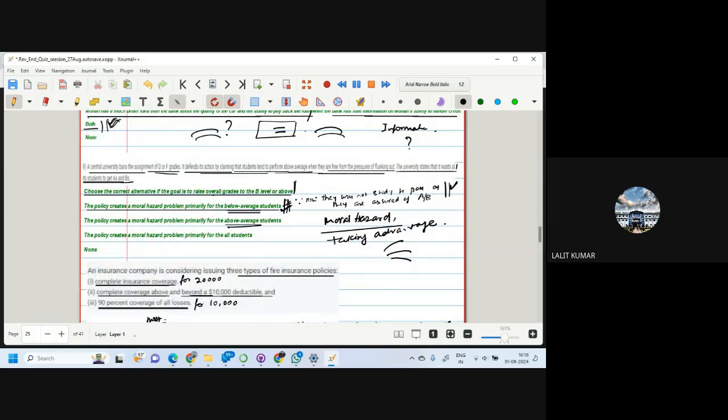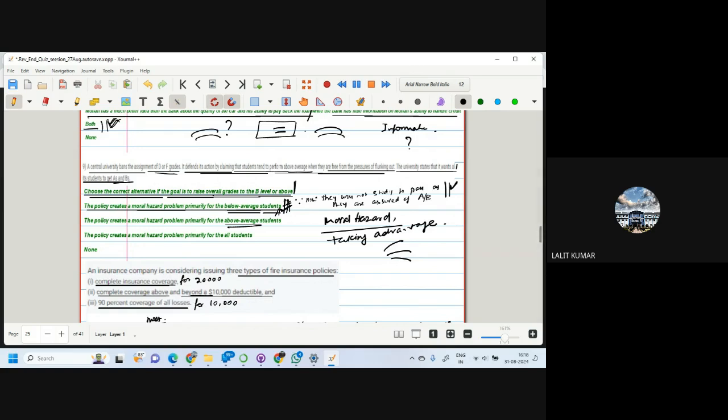A central university bans the assignment of D or F grades. It defends its actions by claiming that students tend to perform above average when they are free from the pressures of flunking out. The university states that it wants all its students to get A and B. Choose the correct alternative if the goal is to raise overall grades to B level or above. So what is the correct answer here? The policy creates a moral hazard problem primarily for the below average students.